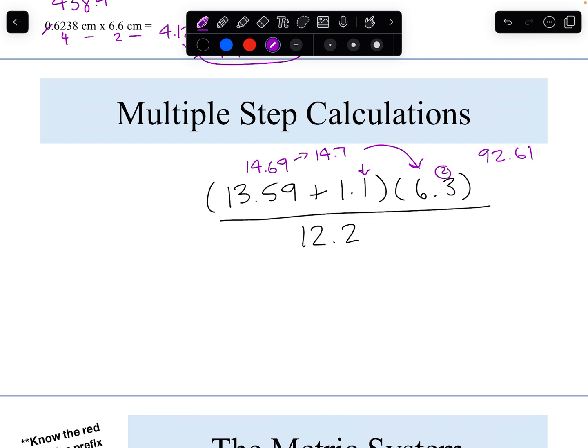This has 2 sig figs. This has 3 sig figs. So my answer is going to have 2 significant figures. So I'm going to actually round this to 93. So the whole top, or numerator, answer is 93. And then I'm going to go ahead and divide it by 12.2. Again, sig fig rule, least amount. My answer is 7.6 to finish that off. So do each step and do the significant figures for each step. Okay, do not wait to the end.